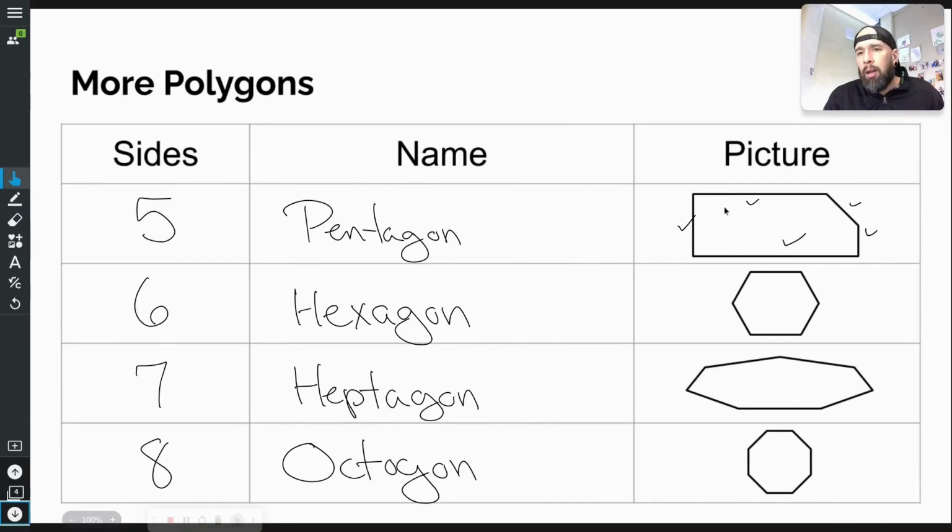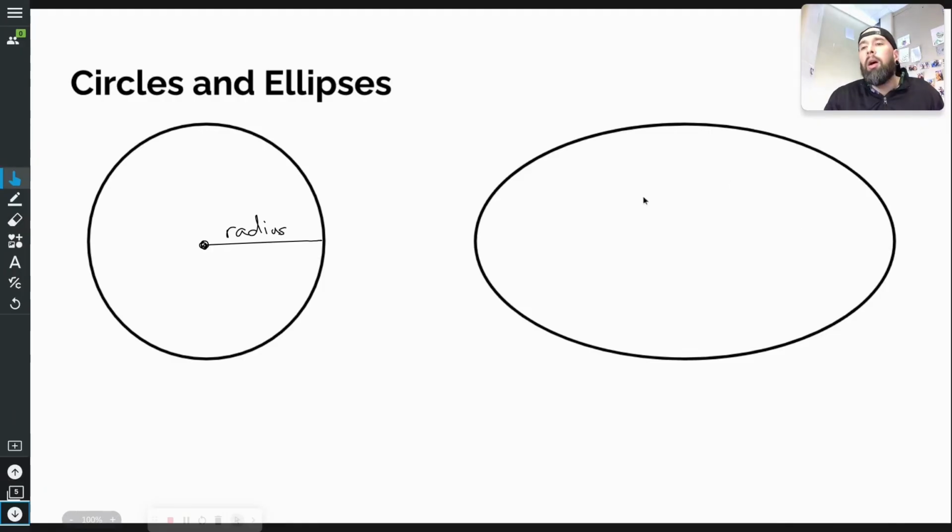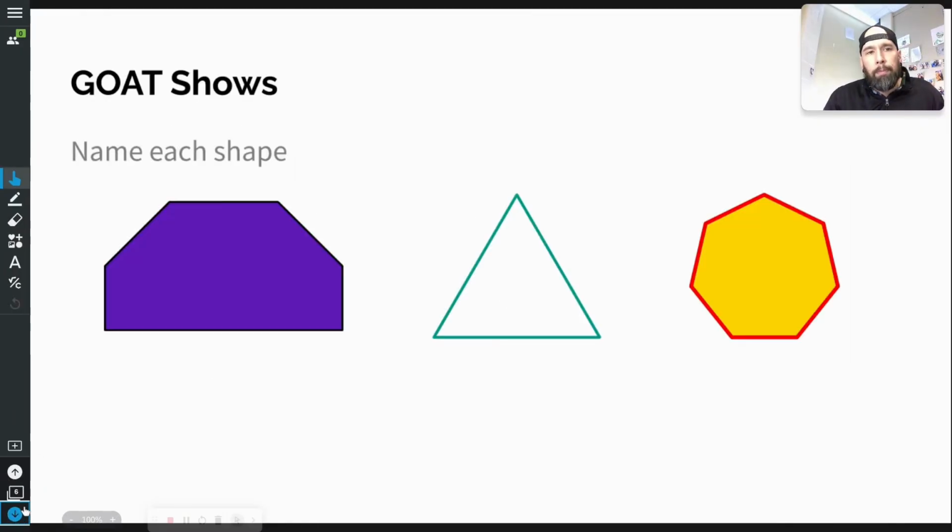Then we had pentagon, 5 sides. Hexagon, 6 sides. Heptagon, 7 sides. Octagon, which I misspelled. That's an A. 8 sides. Circle, as you already know. Ellipse, you're good. All right. Now, I'm going to show you a bunch. You're going to try to do a bunch. Name each shape, and we're going to name them as best as we can.